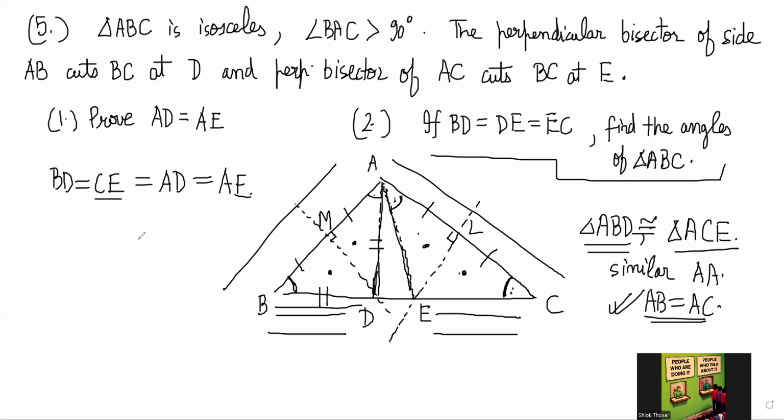Sir, 30 degrees, and 120 degrees. What are the angles? 30, 30, and 120. How? Sir, because BD is equal to AD, and AD is equal to BC, triangle ADE is equilateral. So the interior angles are 60 degrees, and then by angle chasing.